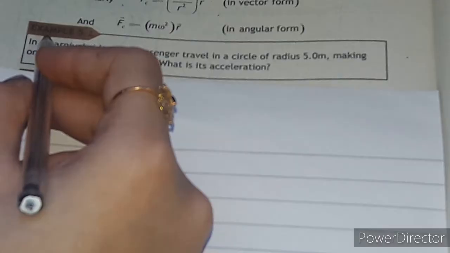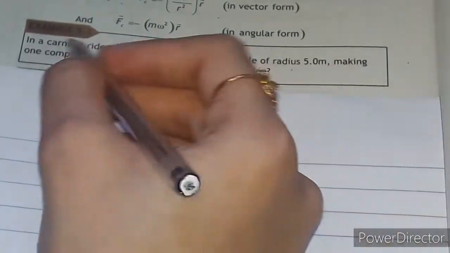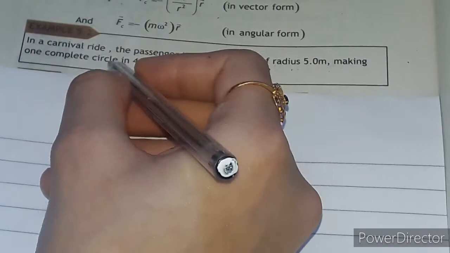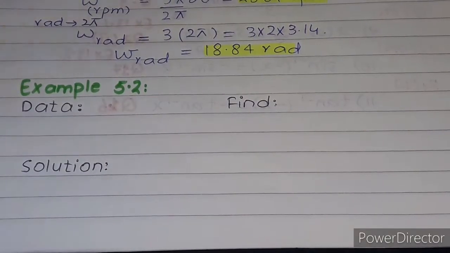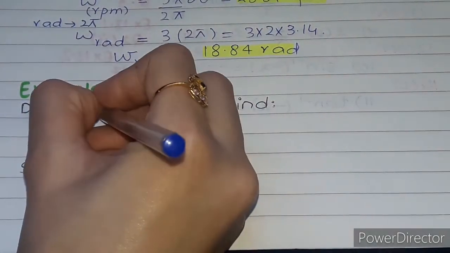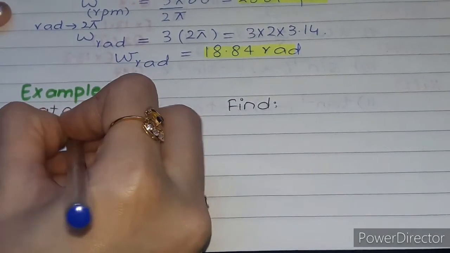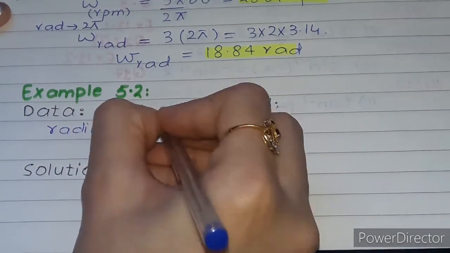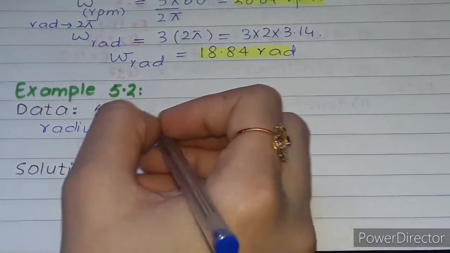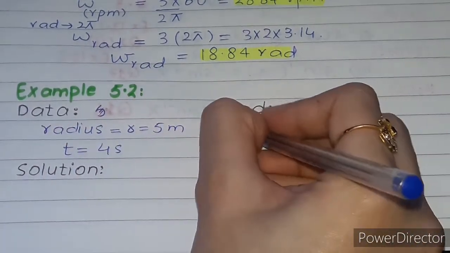So let's start. Example 5.2 is, in a carnival ride the passengers travel in a circle of radius 5 meter, making a complete circle in 4 seconds. What is the acceleration? Example number 5.2, we are given the radius, which is 5 meter, and the time is 4 seconds. We have to find acceleration.